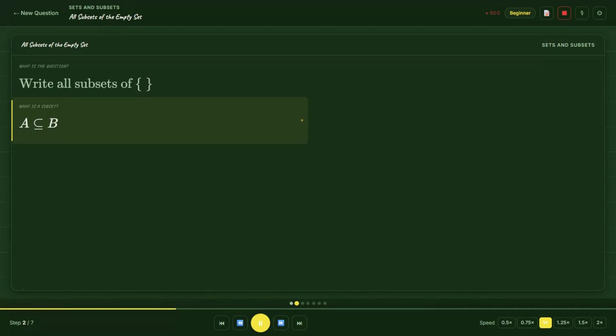First, let's remember what a subset means. A subset is a smaller group that only has things from the bigger group. Every single thing inside the small group must also be inside the big group.